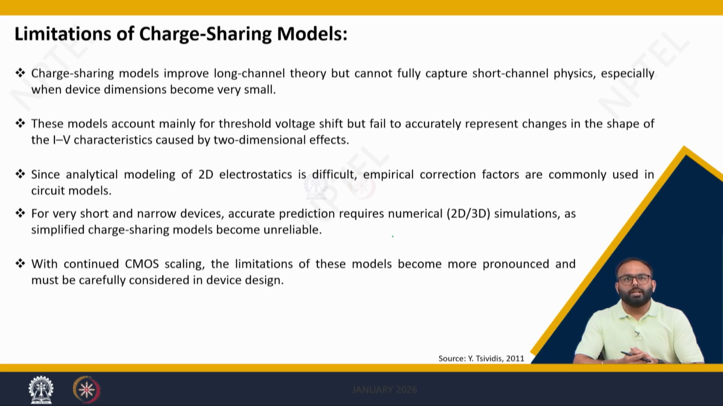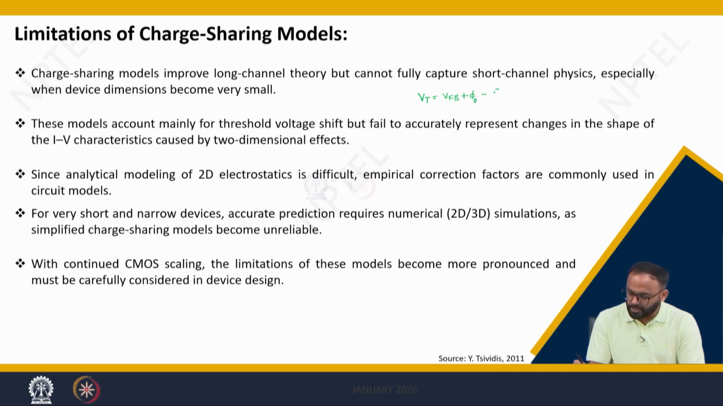In general, the charge sharing models improve the long channel theory. However, it cannot fully capture the short channel effects, because we have assumed that the physics which we derived for long channel holds good for short channel, which is not true. As I mentioned, the equation Vt equals V flat band voltage plus phi naught minus QB dash per Cox dash was derived from the assumption that only one dimensional analysis is true. However, in short channel devices 2D analysis needs to be done, and hence this equation does not hold good.